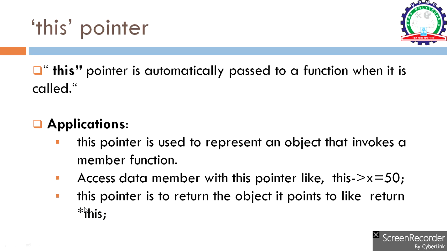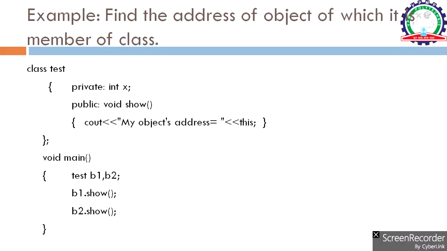Okay, then the third use of the this pointer is to return the object it points to, like return star this. So by this we can return the object, right? Whatever object is currently using that particular member function, that function can use return star this, so it will return the current object. Okay, so this is all about the this pointer. Let's see an example.